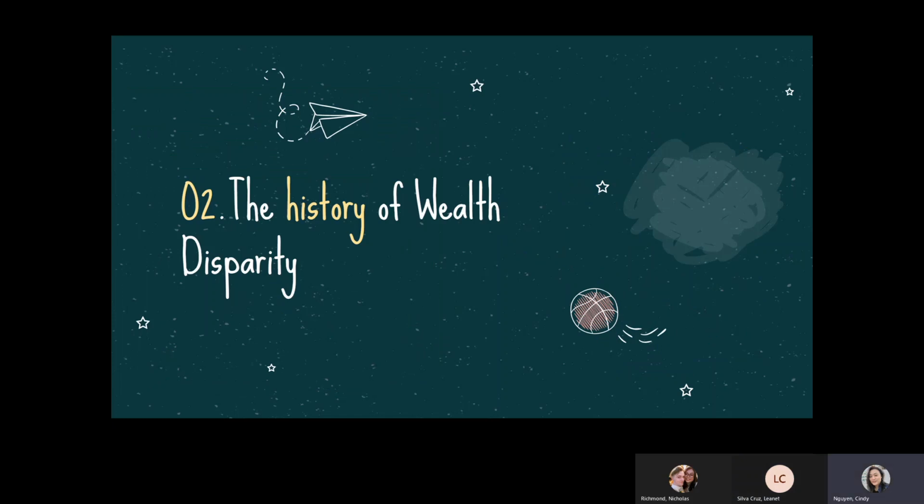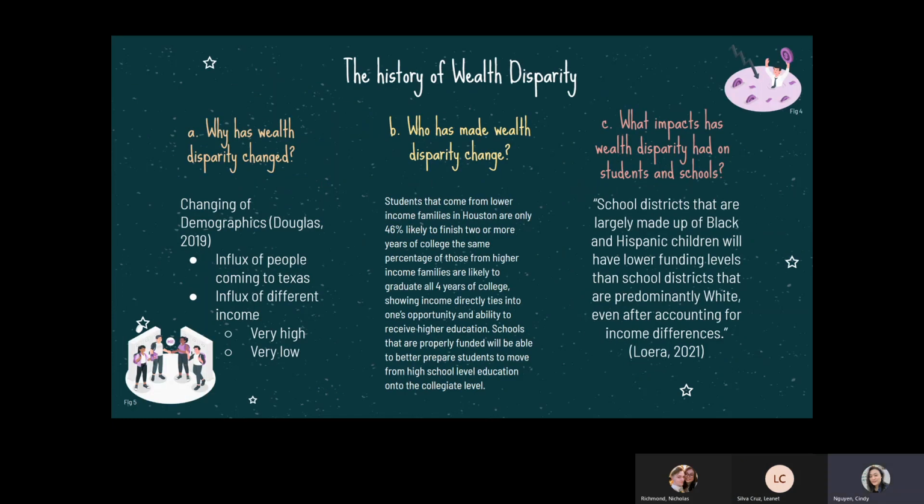The history of wealth disparity. The change of wealth disparity in Texas is due to the change in demographics. People from different backgrounds, status, and incomes are moving into Texas, which causes a change in Texas demographics and makes the wealth disparity greater. People are coming in and bringing with them their income that ranges from very high to very low and affects property tax values depending on where they decide to settle down.